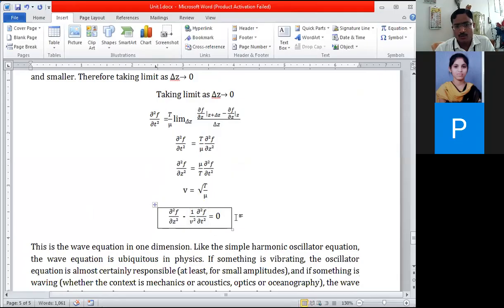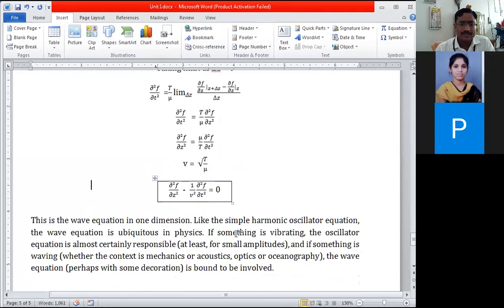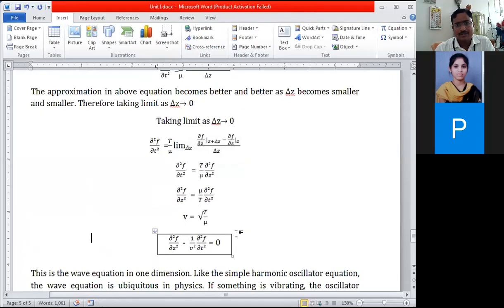Minus 1 by v square dou 2 f by dou t square is equal to 0. This is the wave equation in one dimension. This equation is the wave equation in one dimension.